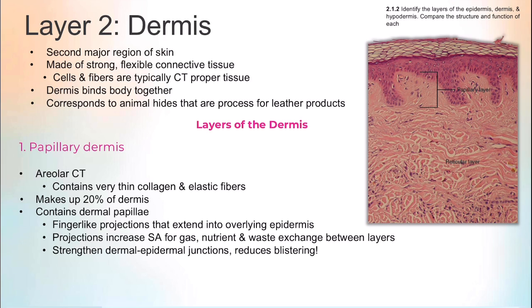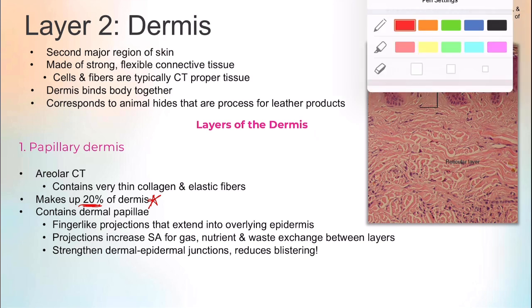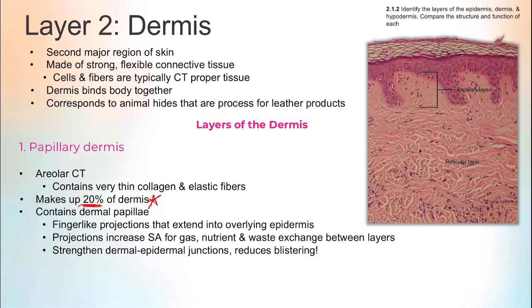So the first layer of the dermis is going to be the papillary layer. This is going to be made primarily of our areolar connective tissue. So we have very thin collagen and elastin fibers that are going to exist here. It's going to make up about 20% of our dermis. Be aware of that percentage. That was a multiple choice question last year, and it was one of the possible answers for a free response as well. This is going to contain something known as our dermal papillae.